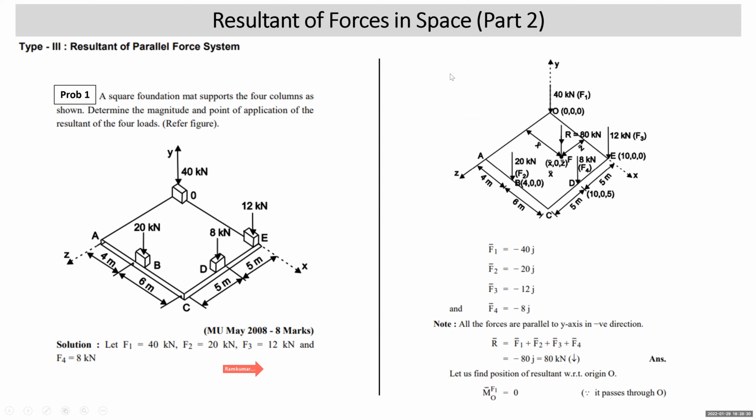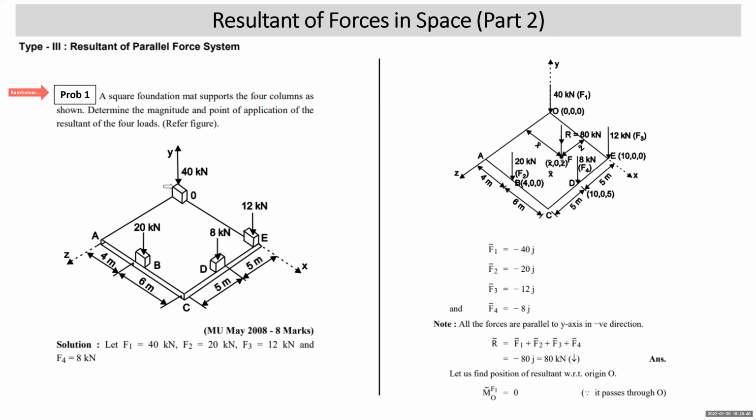Type 3. I read this. A square foundation mat supports the 4 columns as shown. Determine the magnitude and point of application of the resultant of the 4 loads. Can you see that this is a foundation mat? It is 10 by 10 meters.